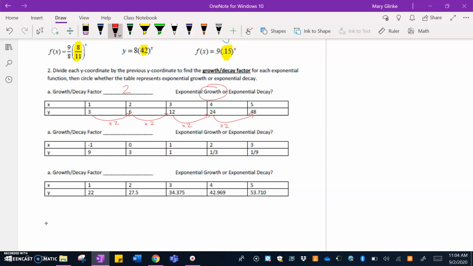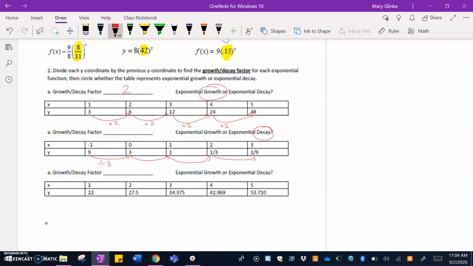That's different than the next one. We go from 9 to 3, 3 to 1, 1 to 1/3. So right away you can say, hey, this is decay. So 9 to 3, really what's happening here is we're dividing by 3. But your growth or decay factor, we can't write divide. It has to be multiply. So when you have divide by third, we're going to change that into a fraction here.